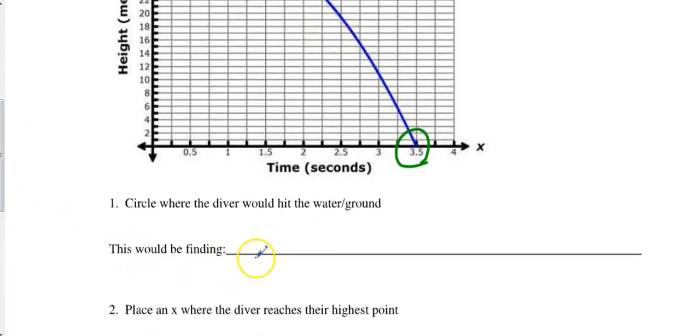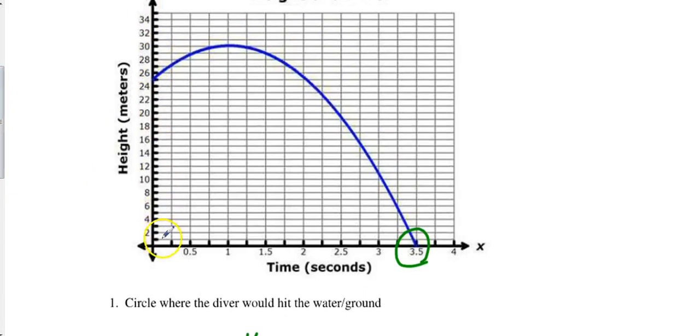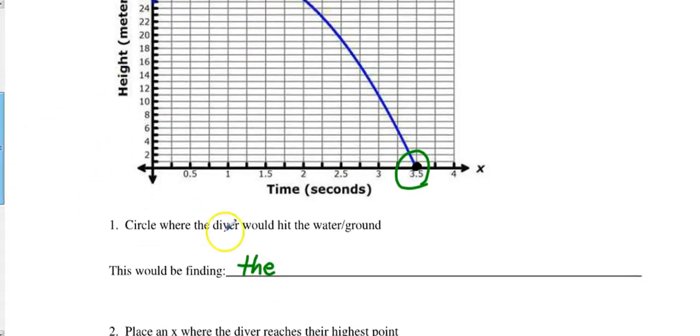This would be finding, so the question is, what are you finding on the graph? Well, I know that this is my y-axis, this is my x-axis, so this ordered pair right here would actually count as an x-intercept. So that would be as an ordered pair. From 0, 0, we go right 3.5, and then it's comma 0, because when I go right to 3.5, we are not going up or down at all.